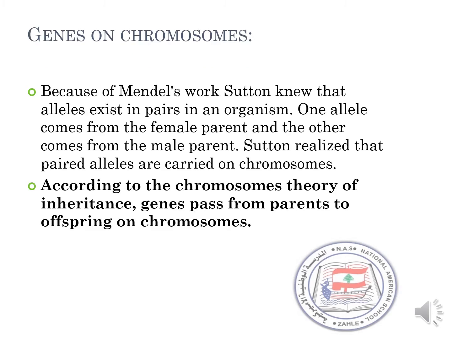Because of Mendel's work, Sutton knew that alleles exist in pairs in an organism. One allele comes from the female parent and the other comes from the male parent. Sutton realized that paired alleles are carried on chromosomes. So according to the chromosome theory of inheritance, genes pass from parents to offspring on chromosomes.